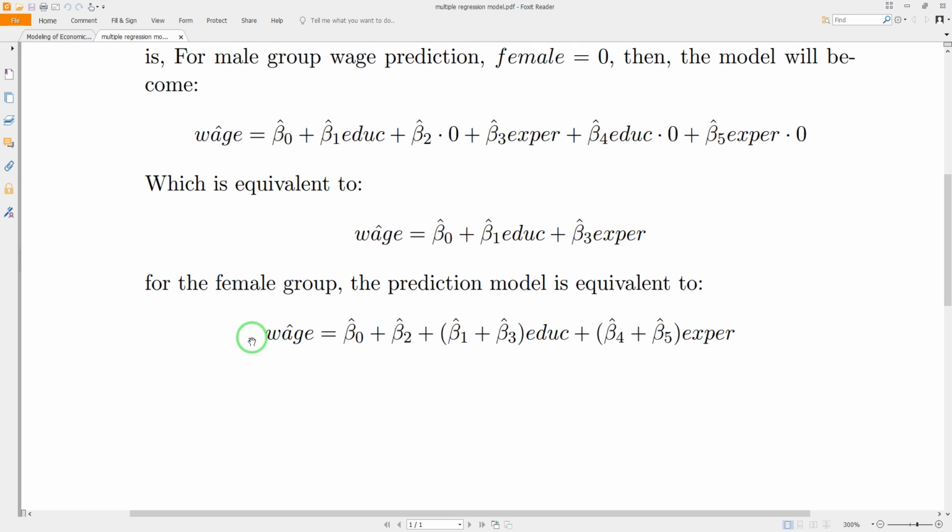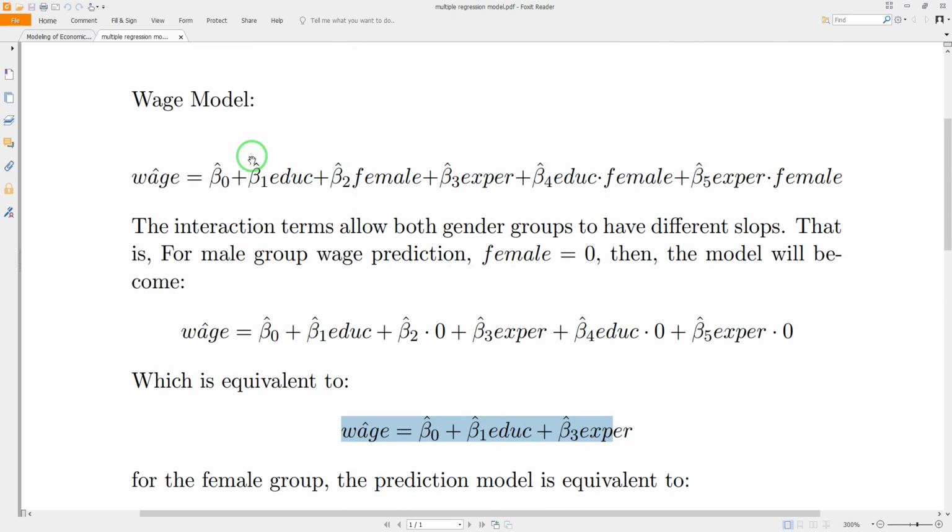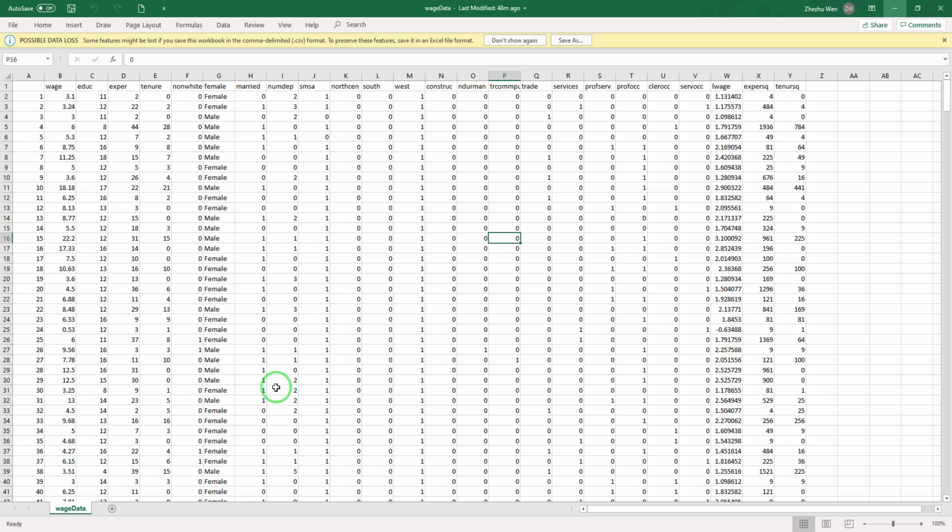And this is the female model. Of course, the female variable is going to be equal to 1, and this is their effective model. So as you can see, female has a different intercept and different slopes for the different predictors. So we are actually modeling two different groups using the same single model, if you're allowing the intercept to change like this. Without further ado, let me jump to the wage data.